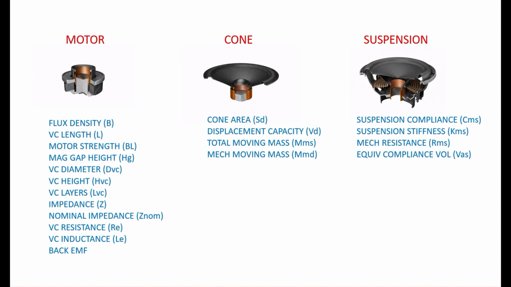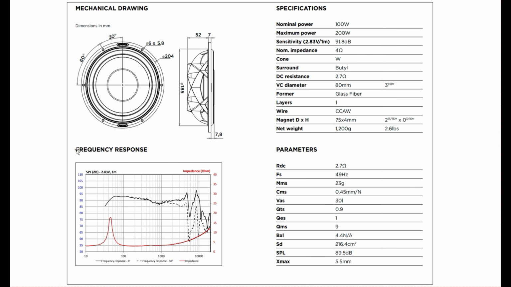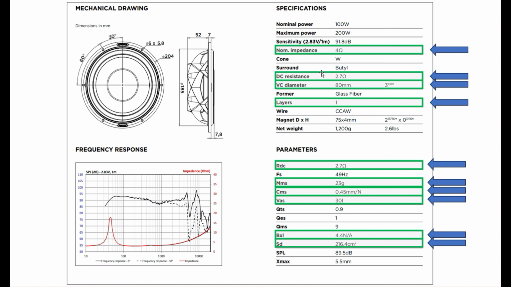So we've covered a fair bit of ground, and when you're looking at a technical specification for a speaker, we've looked at probably half the terms that you would find there. These things like impedance and DC resistance of the voice coil, things like the moving mass, the suspension compliance, the equivalent air spring volume. What's this one here? SD is the cone area.